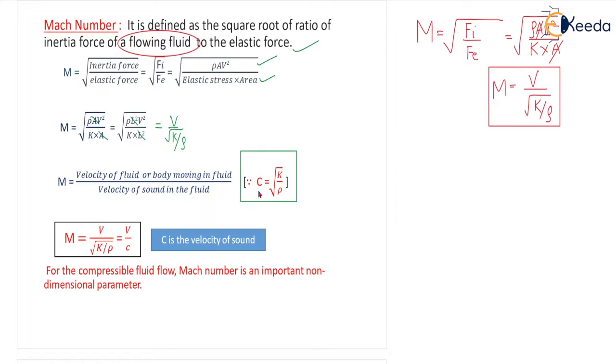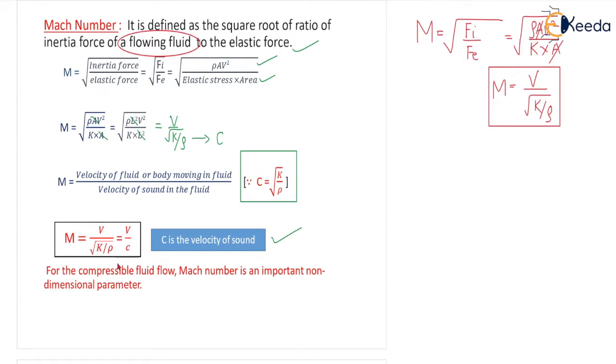So root K by rho is what? Root K by rho is your velocity of sound in the fluid. We have already seen this equation, the velocity of sound in terms of bulk modulus, correct? C equals root K by rho. So in place of root K by rho we can replace it with C. That is the definition for the Mach number. So Mach number M equals V by root under K by rho, and that can also be written as V by C. C is the velocity of sound in meter per second.